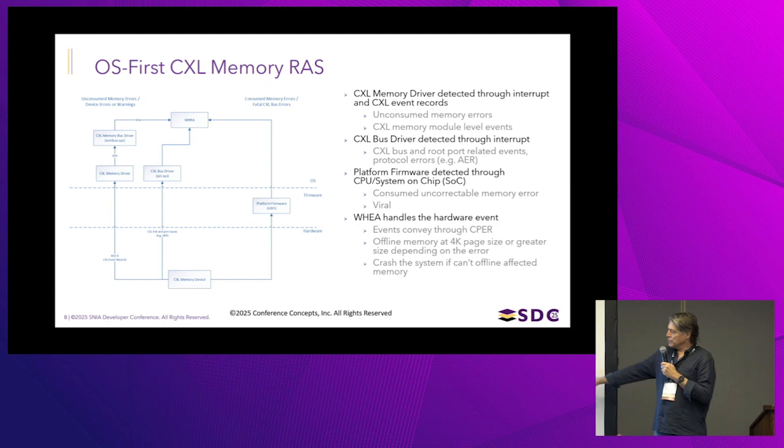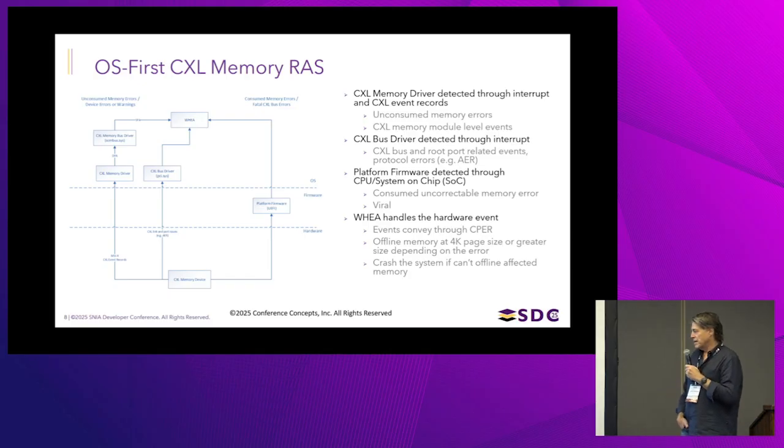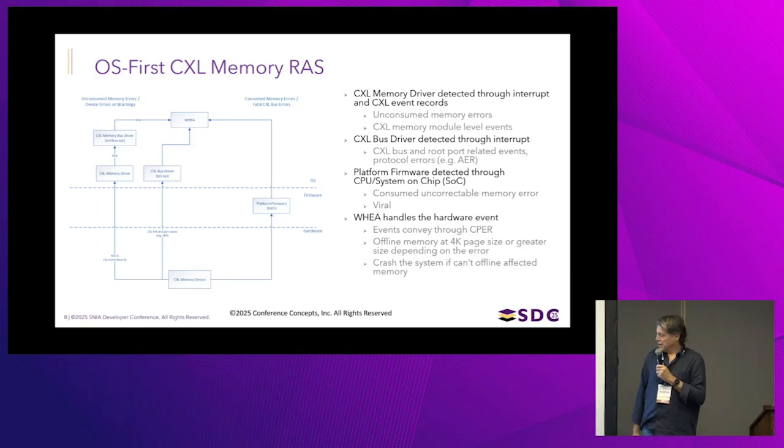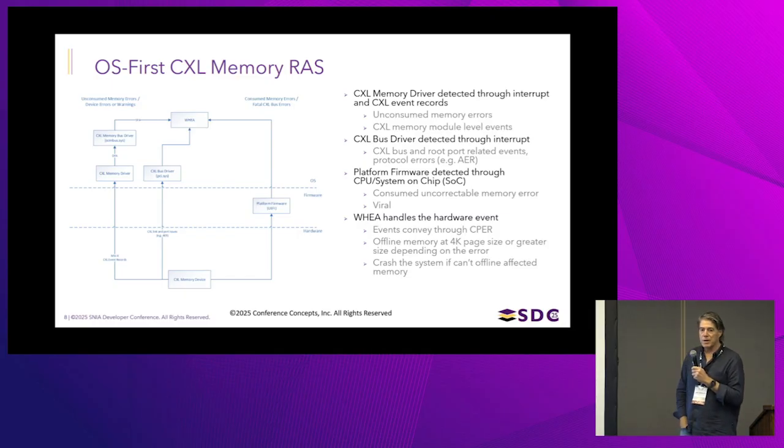And then WHEA handles the hardware events. Again, the events are conveyed through CPER error records, and it will offline 4K page size or greater depending on the error, and potentially crash the system, bug check the system, if it can't offline the affected memory.